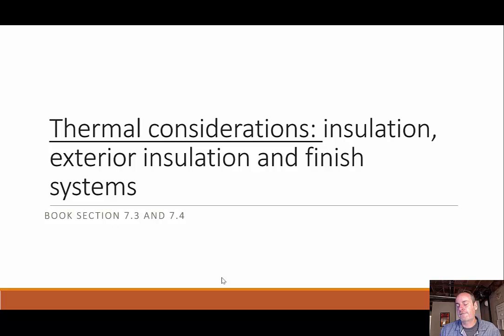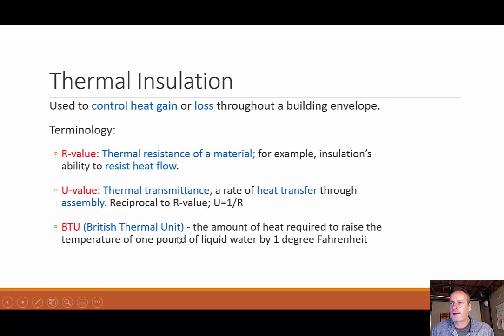So the second part of this lecture is thermal considerations. How are we going to insulate our walls to keep your heat in or keep the heat out and keep your cool air in? Corresponds to book section 7.3 and 7.4. Some terminology.